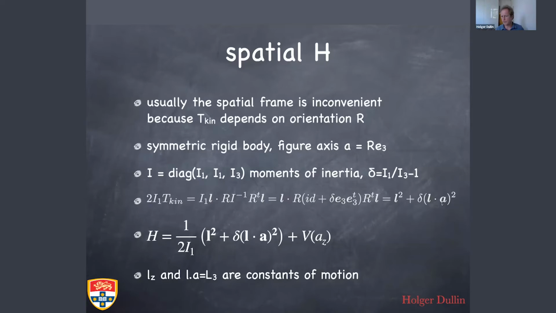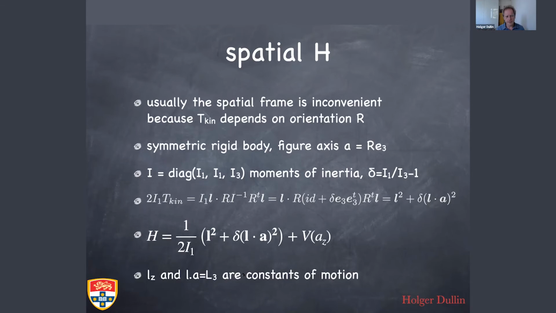the figure axis. And so you can actually write this as angular momentum squared plus the scalar product of L with the figure axis. And so now we've written the kinetic energy completely in terms of spatial quantities. And so this is our Hamiltonian. And you will see that this is also naturally the form of the Hamiltonian as it appears in the Schrödinger operator later. So when we make the transition to the Heun equation, we'll come back to this form. Okay, so Lz and L3 are constants of motion.